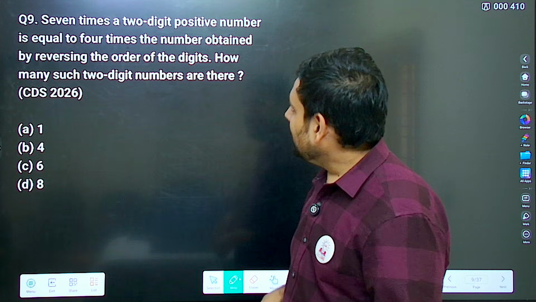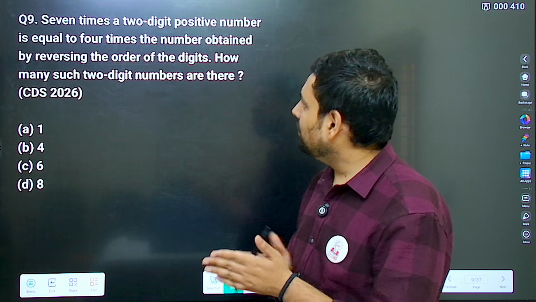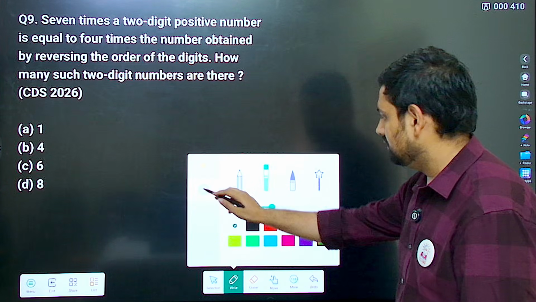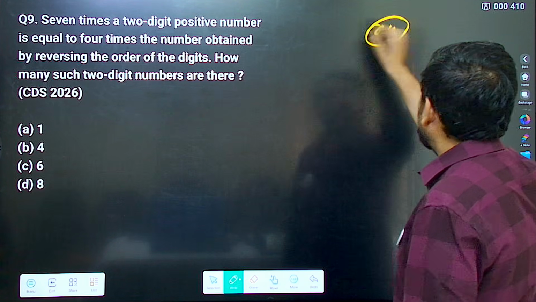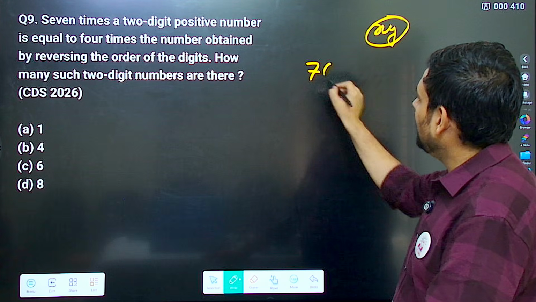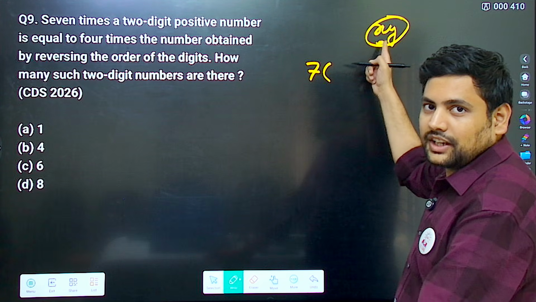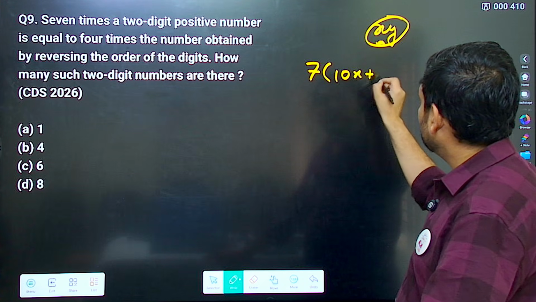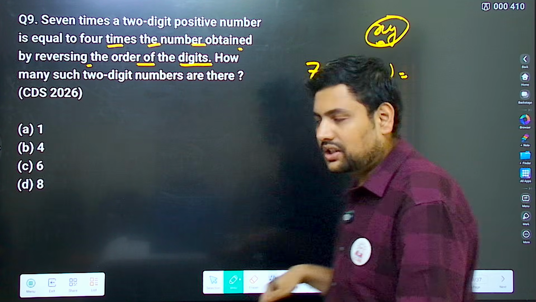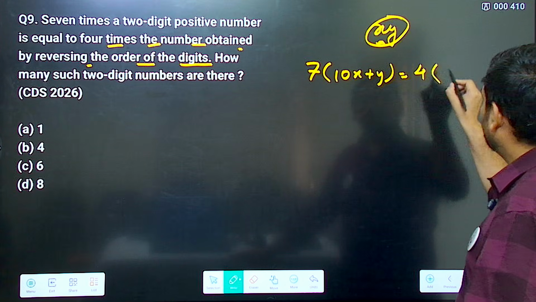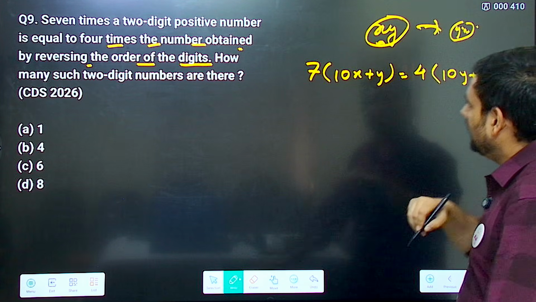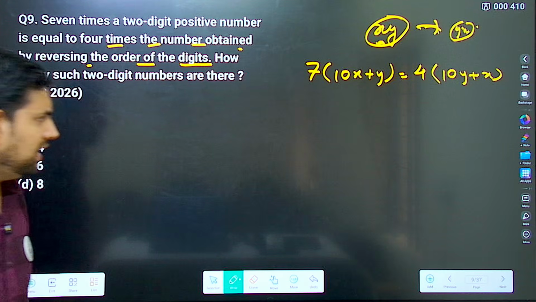Now 7 times a 2-digit positive number is equal to 4 times the number obtained by reversing the order of the digits. So xy is, let's say, our number. 7 times this number, which in place value form is 10x plus y, is equal to 4 times the reversal, that is 10y plus x. Reversal is yx. Then it is asking how many such numbers exist.